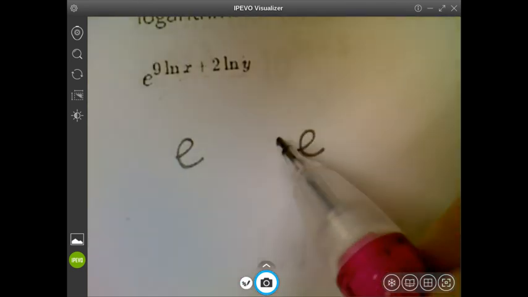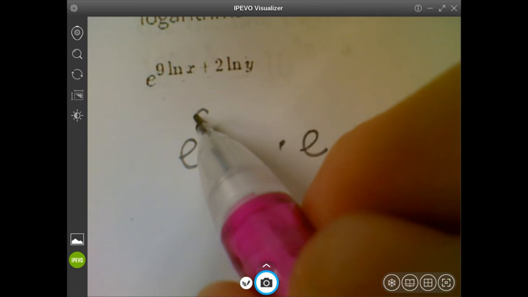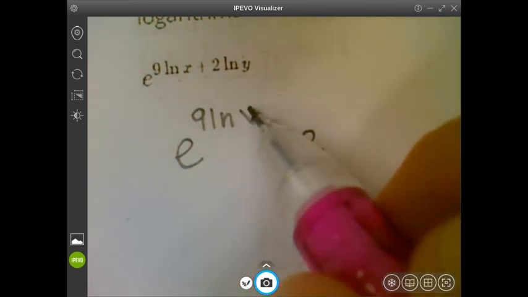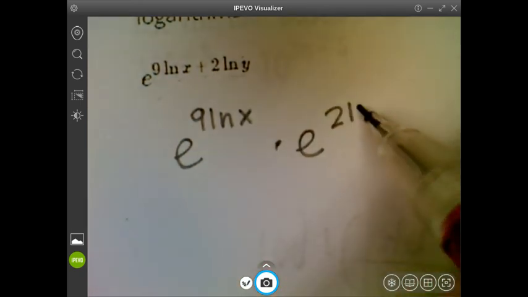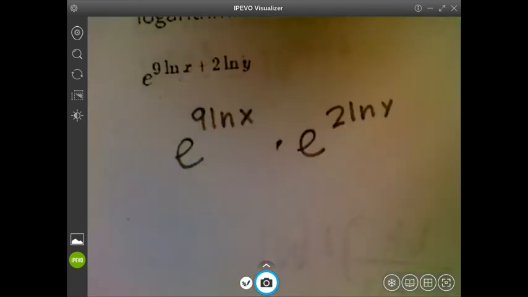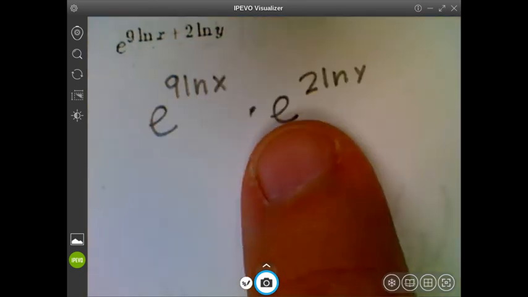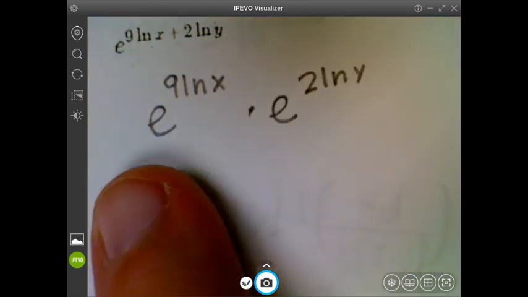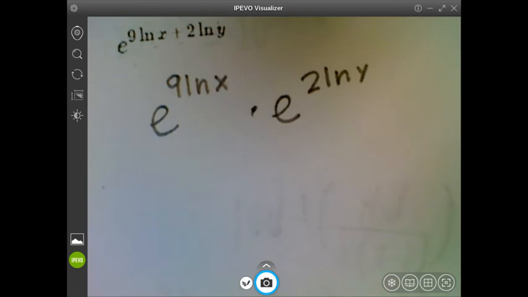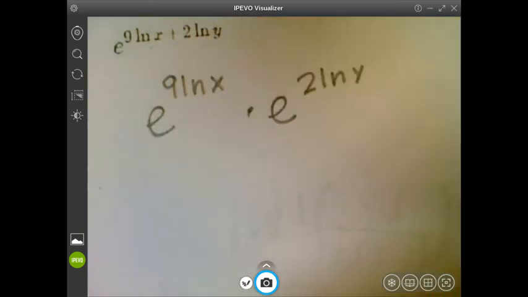rule of exponents that says if you have two things being added in the exponent, it came from two e's being multiplied. And one of the e's had 9 ln of x. The other one had 2 ln of y. And that's actually a property from Algebra 1, that if you have two things being multiplied, they have the same base, and in this case, they're both base e, you can add their exponents together. And that's what we have here, is we have the same base, but with exponents being added.